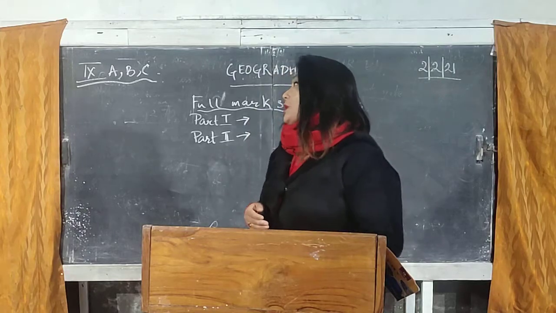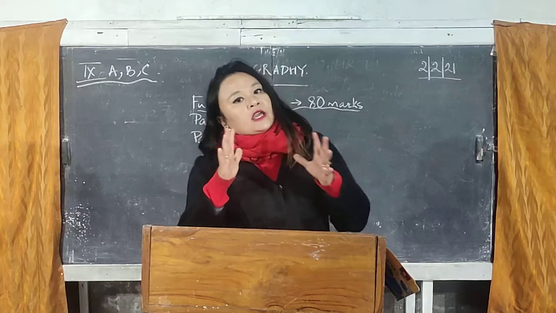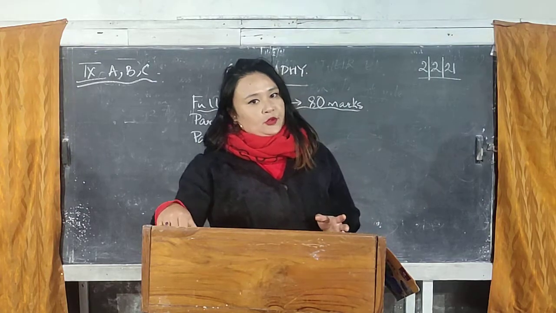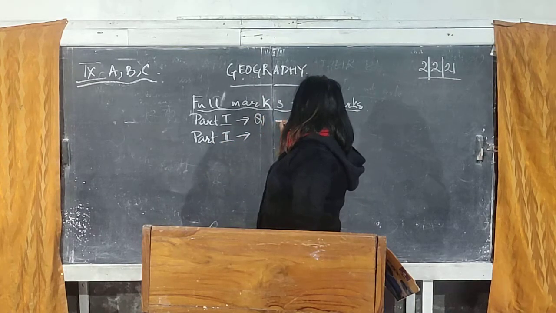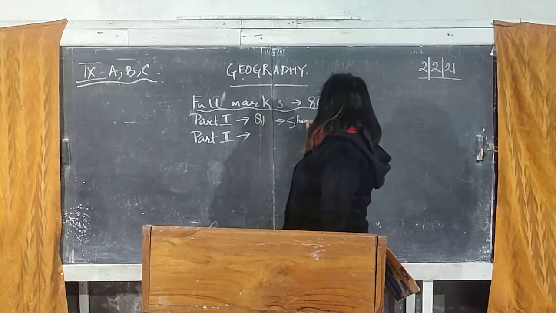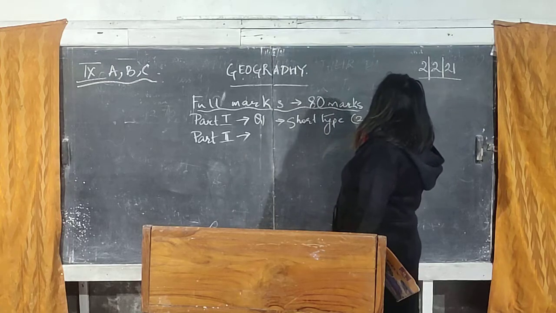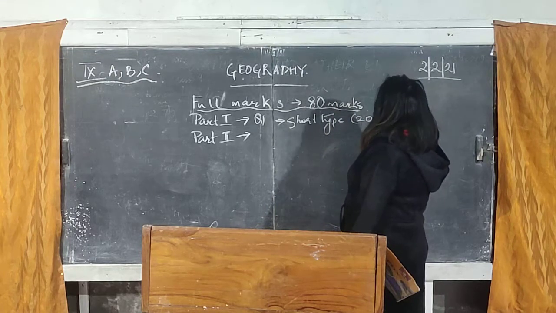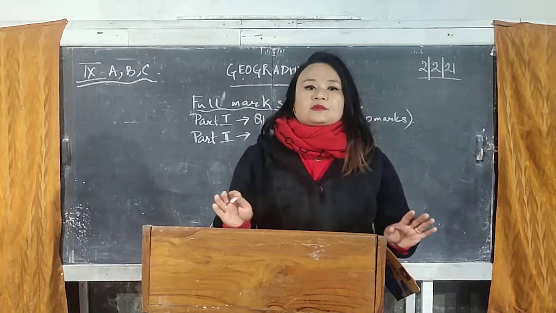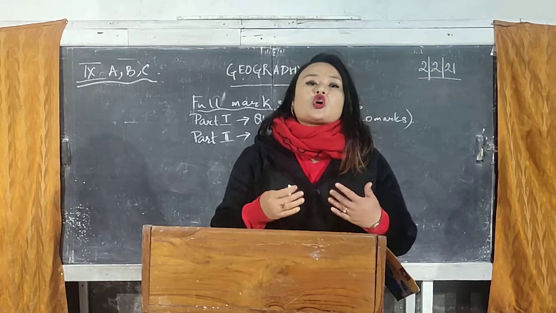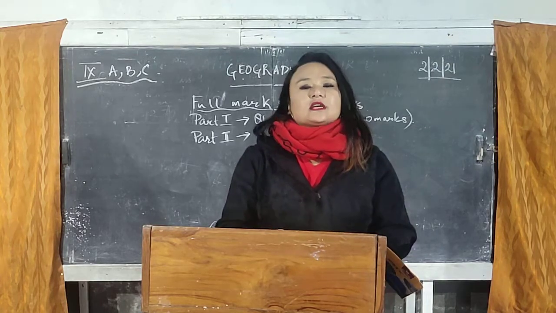For your geography question paper, you will have 80 marks, and the entire question paper is divided into two parts. In part 1, you have two questions. Question number 1 is a short type question carrying 20 marks. Remember children, question number 1 is a compulsory question, and all the chapters ought to be taken into account. Each question carries 2 marks.